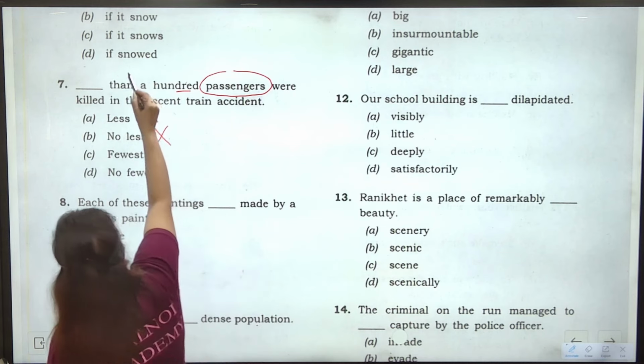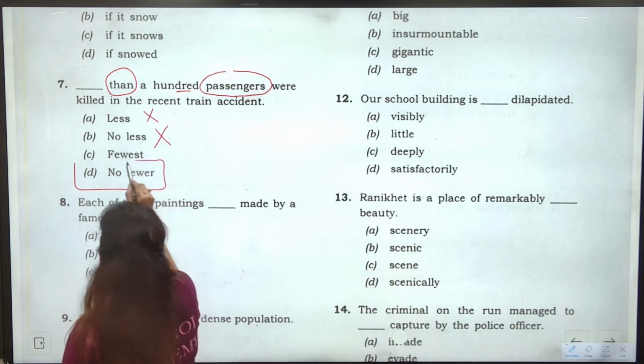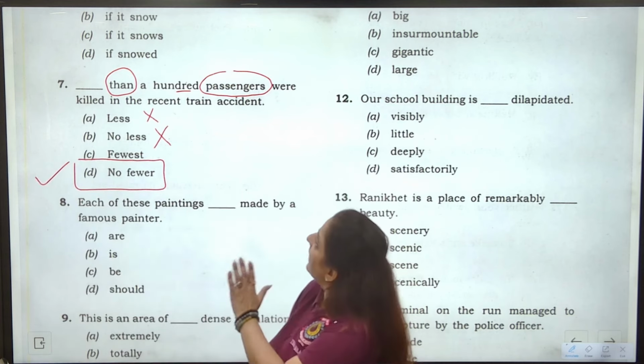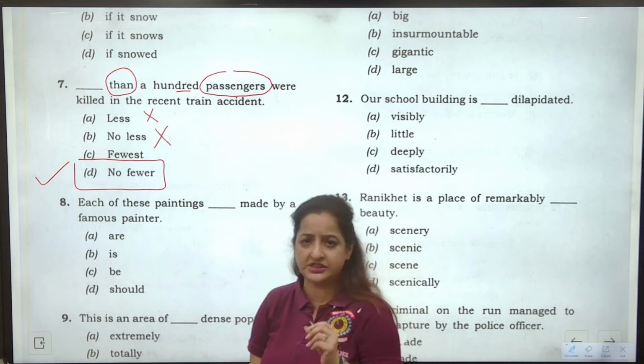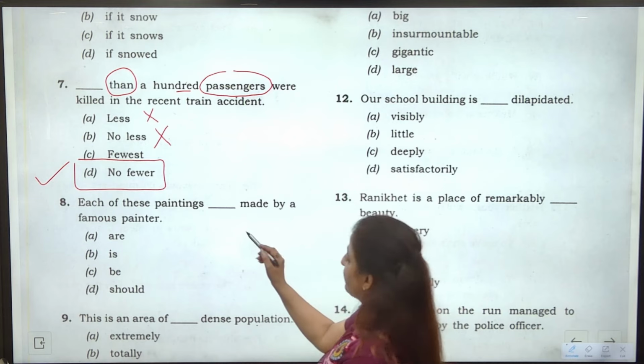Why not fewer? Because of the word than. So the correct answer is delta, no fewer than. No fewer than 100 passengers were killed. It means minimum 100 were killed. कम से कम 100 तो मारे ही गए थे. That's the meaning. Next one, each of these paintings.